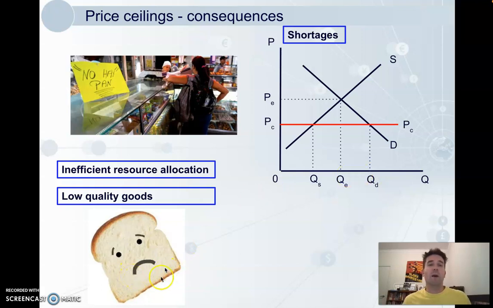And again, we will have low quality products. Why make the bread better if you won't get paid for it? With such a shortage, if it's available, it will sell. So why bother trying to improve it?